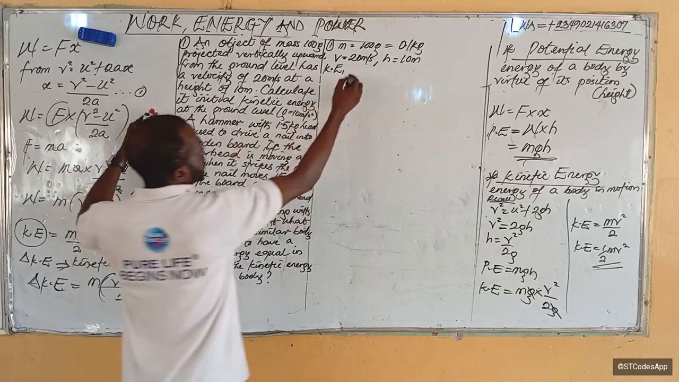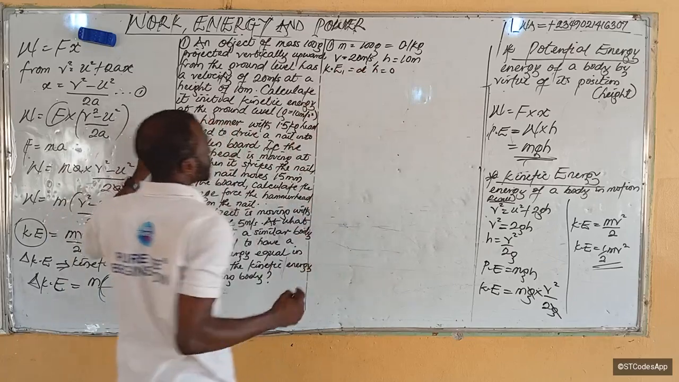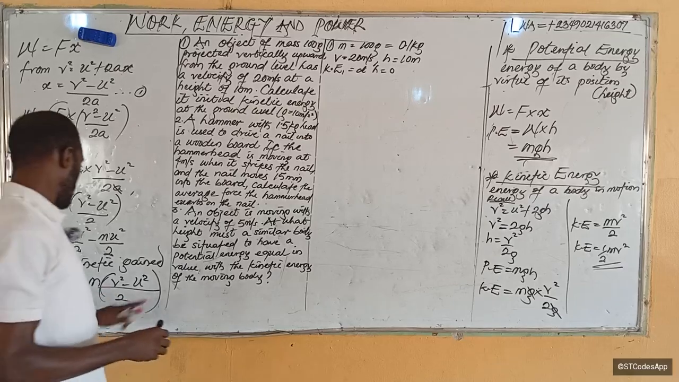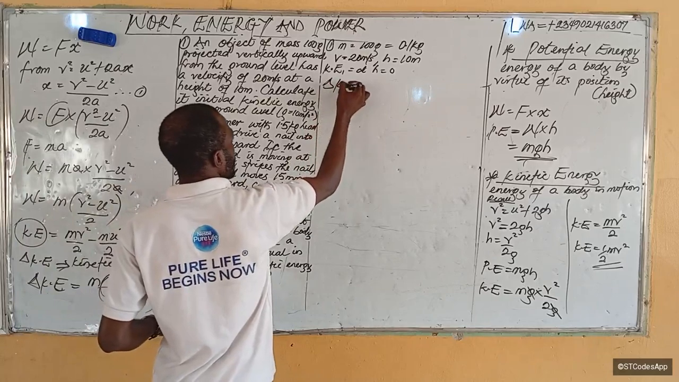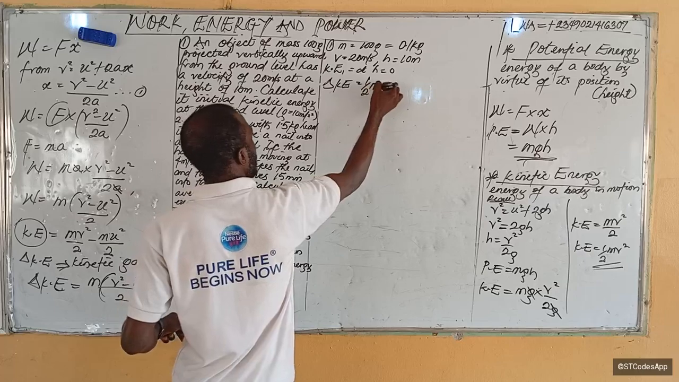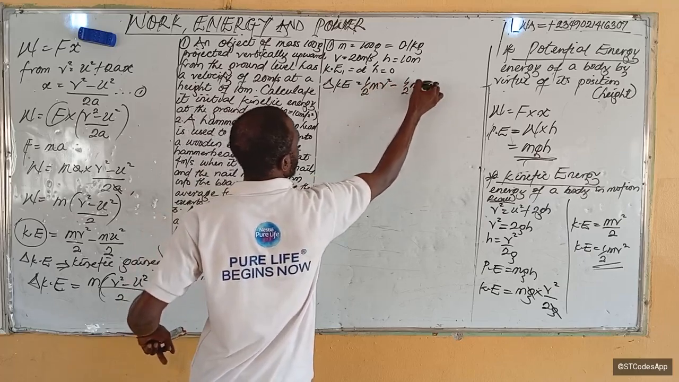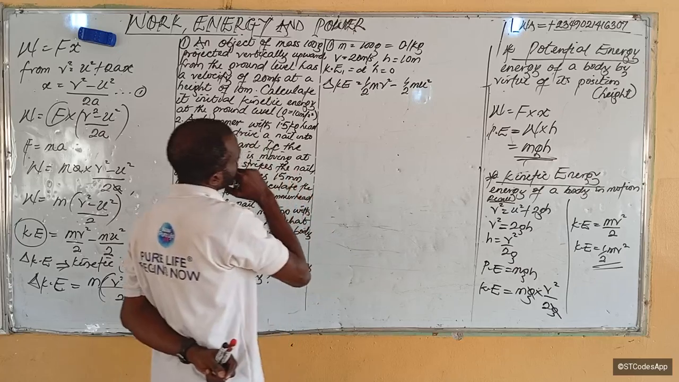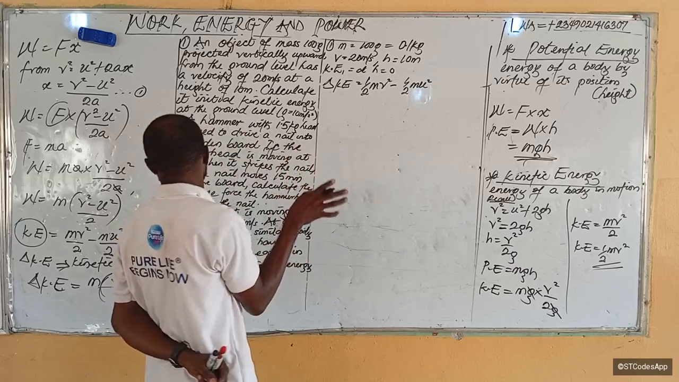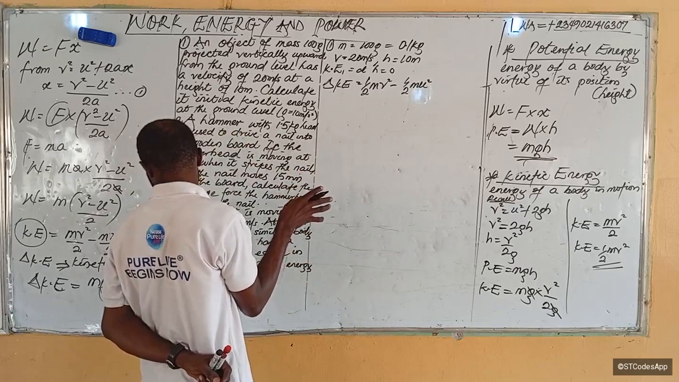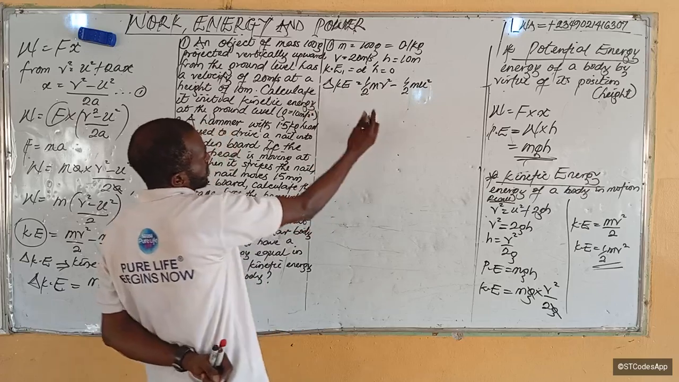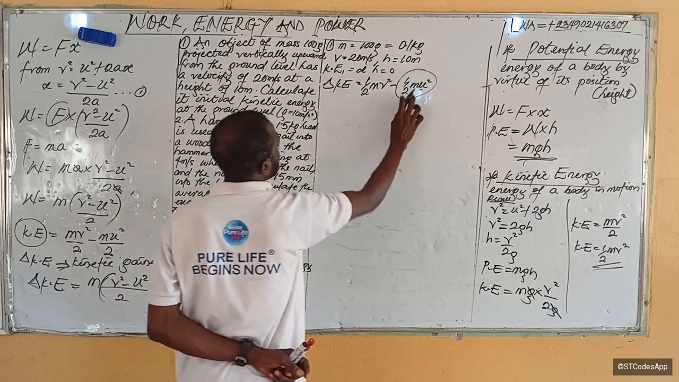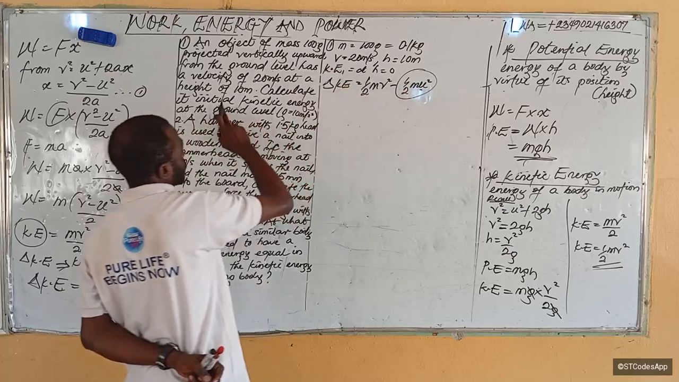KE1 at H equals 0, at ground level. You know that we said the change in kinetic energy is equal to half mv squared minus half mu squared. So now, what we want to find is u first. Let's find the value of u. When we get the value of u, then we can find the initial kinetic energy, because that is what we are looking for.